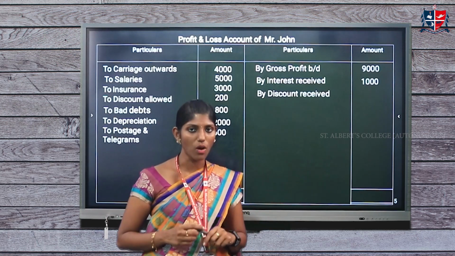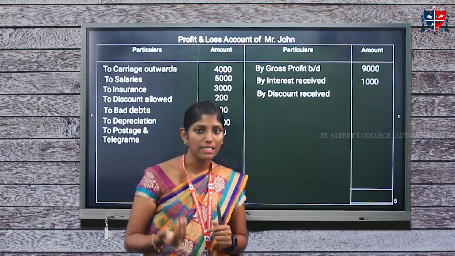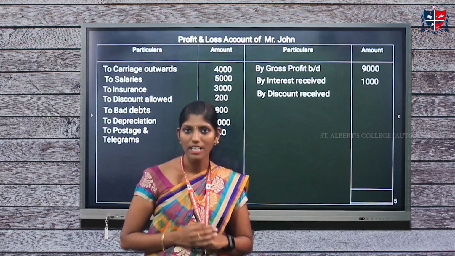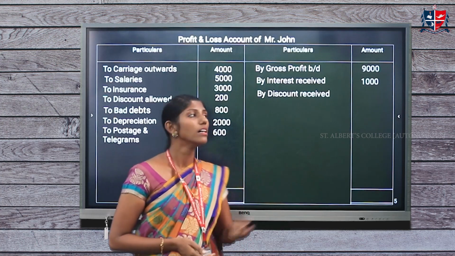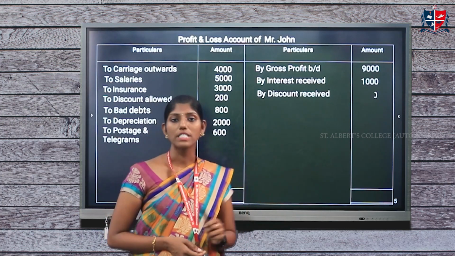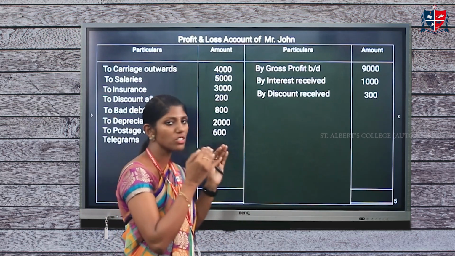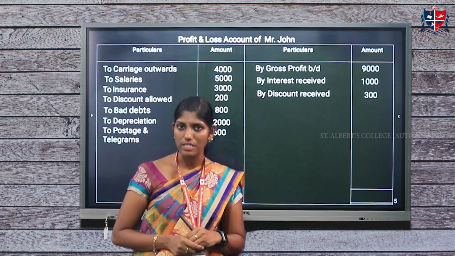Next item is discount received. If we are purchasing an item, we may receive discount from the supplier. That is discount received. That should be credited in the profit and loss account and it amounts to 300. So these are the items shown in the profit and loss account.